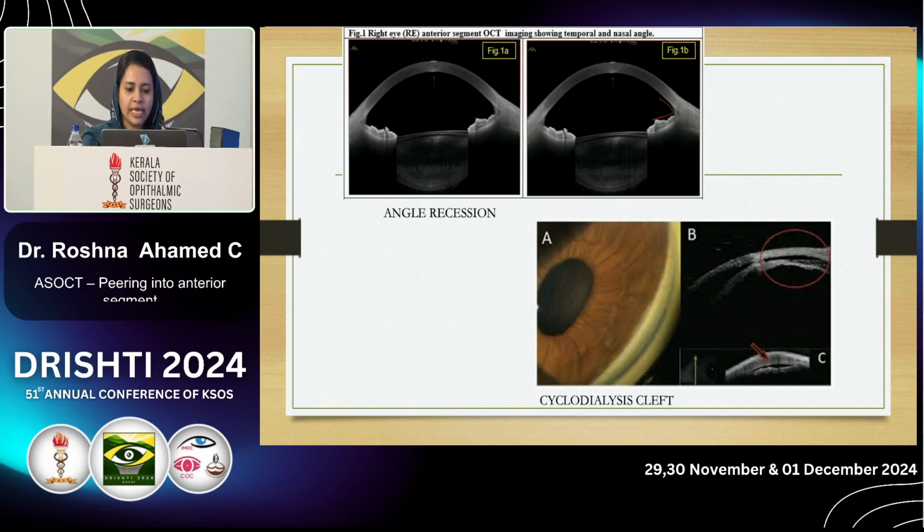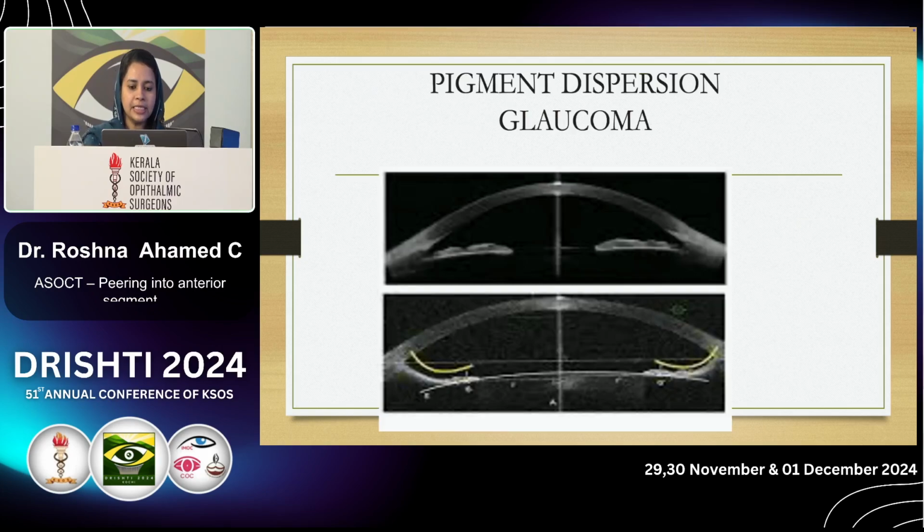In trauma cases, if we are suspecting any angle recession, we can go for the anterior segment OCT and look for it. We can also use the ASOCT to rule out cyclodialysis cleft. And in pigment dispersion syndrome, we can look for the reverse pupillary block sign.